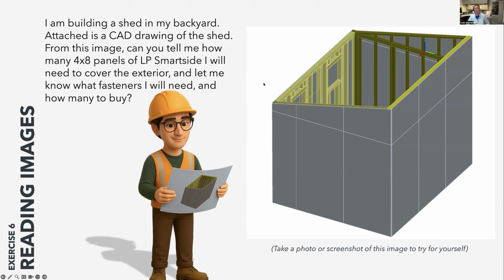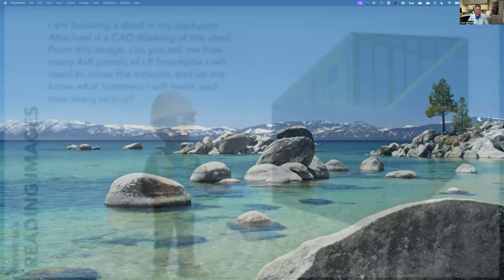I'm going to say, I'm building a shed in my backyard. Here's my CAD drawing. I want you to tell me how many 4x8 panels of LP Smart Side I need to cover the exterior and tell me what fasteners I need and how many I need to buy. So we're going to see how well it can read my image, go look up how do I attach these, and then tell me what fasteners I need. All right, let's go ahead and try this.